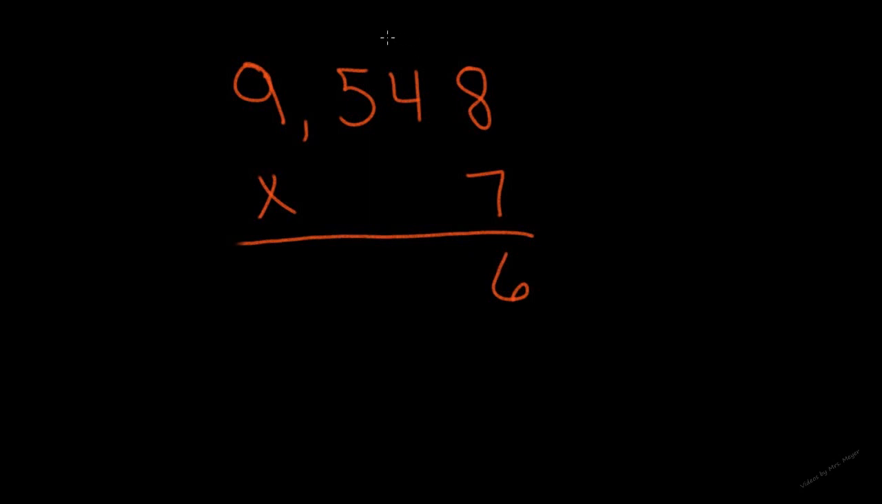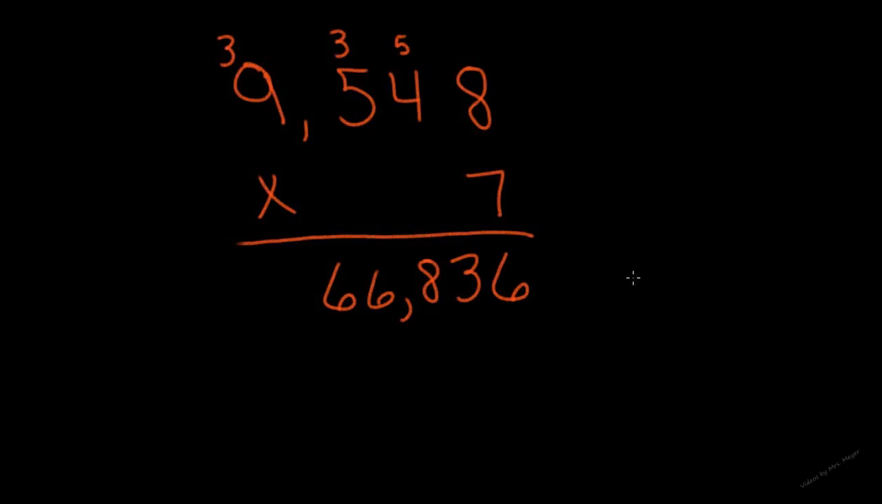That is 56. I'm going to write the 6, carry my 5. Next step is 7 times 4 is 28. 28 plus 5 is 33. Write the 3, carry the 3. 7 times 5 is 35, plus 3 is 38. Write the 8, carry the 3. And 7 times 9 is 63, plus 3 is 66. For a total of 66,836.